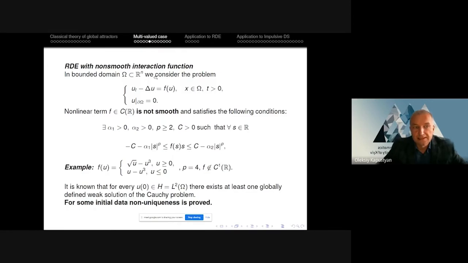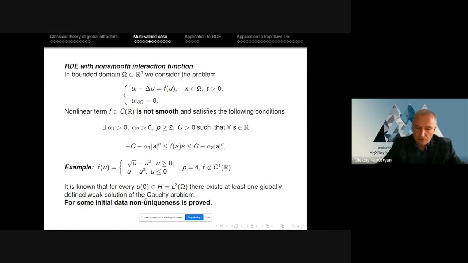And the last example is the reaction diffusion equation with non-smooth interaction. So if we consider the same reaction diffusion equation, but with no assumption on the derivative of F, so we assume only that F is a continuous function and impose growth and sign assumptions, then, if this function satisfies all these properties, it can be proved that for every initial data from the phase space L2, there exists at least one globally defined weak solution. But for some initial data, non-uniqueness is proved, in fact. So we can construct many solutions starting from the same initial data. So it's the case of non-uniqueness.